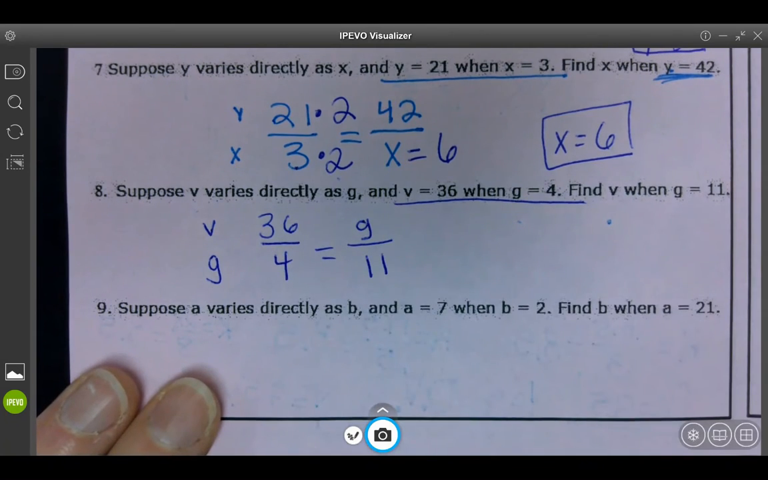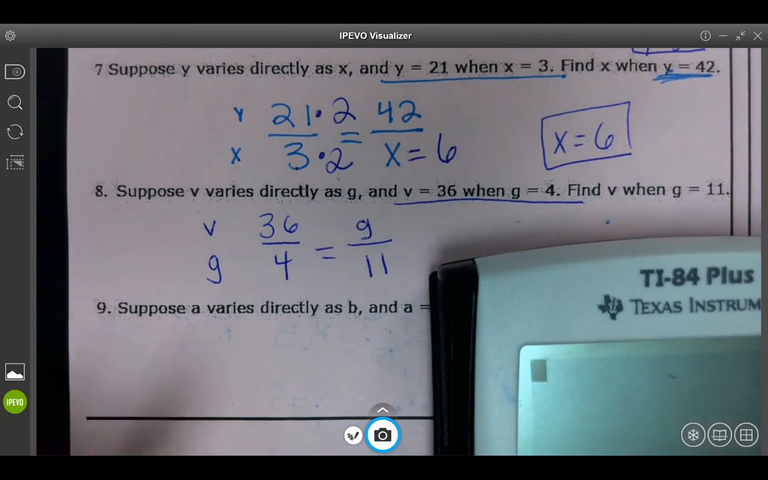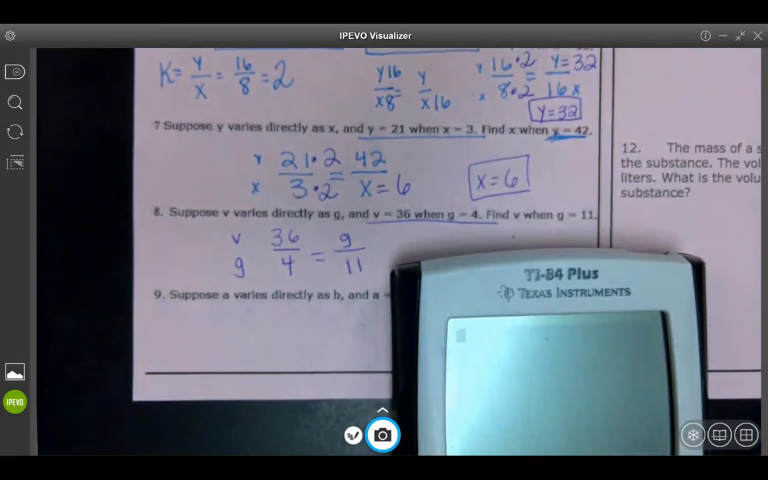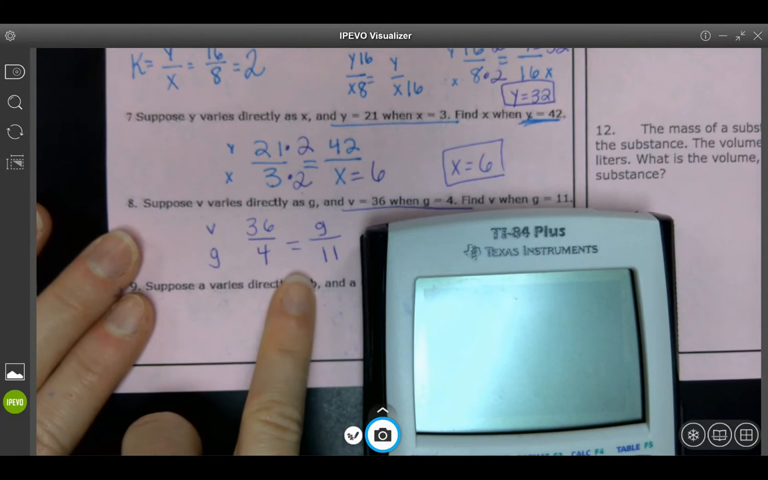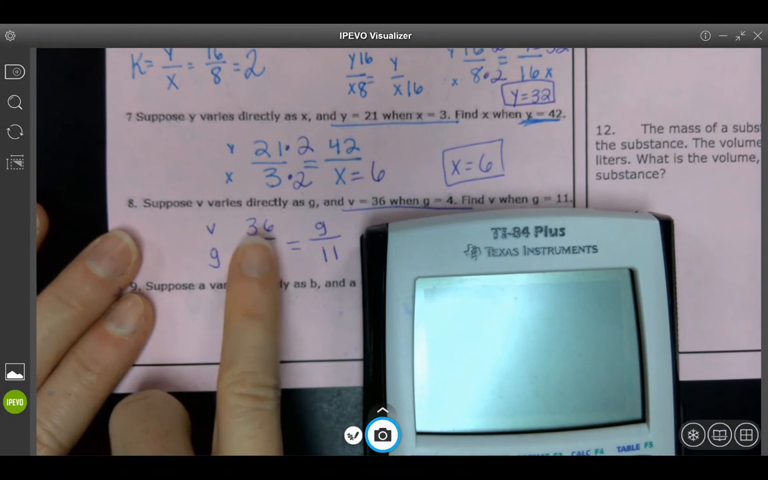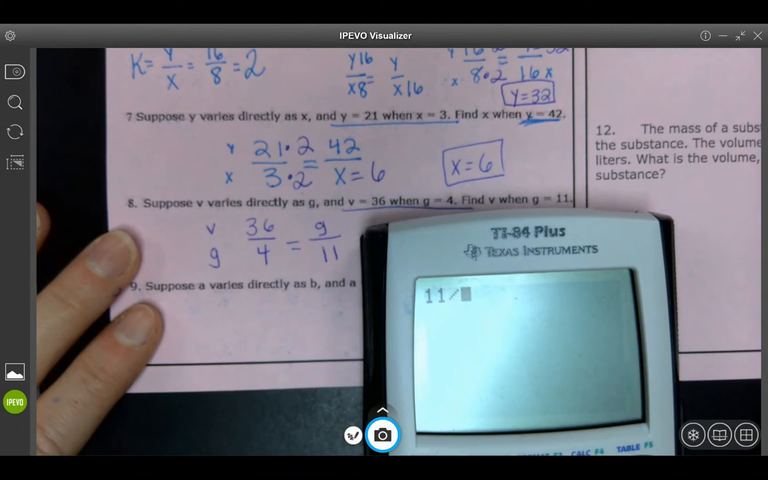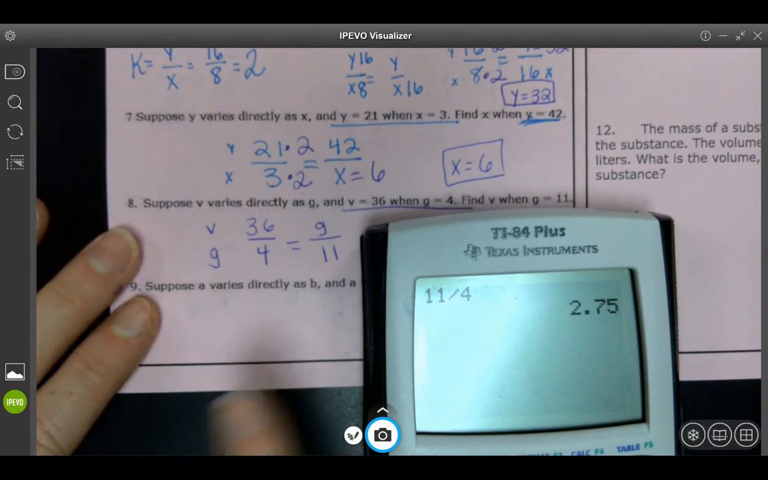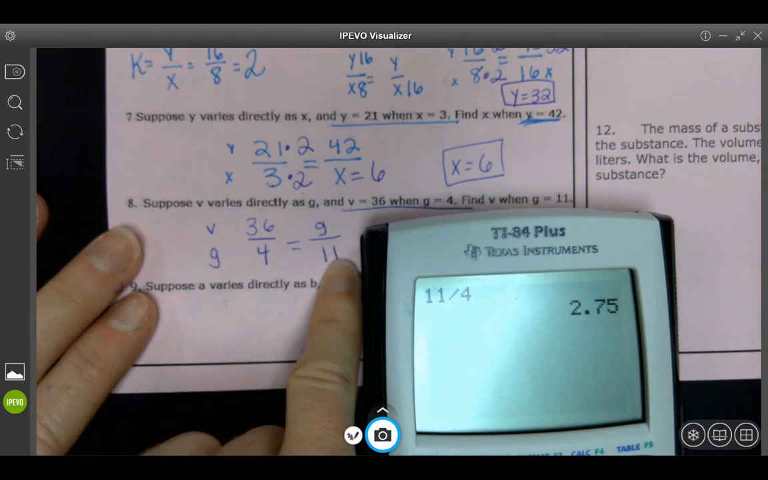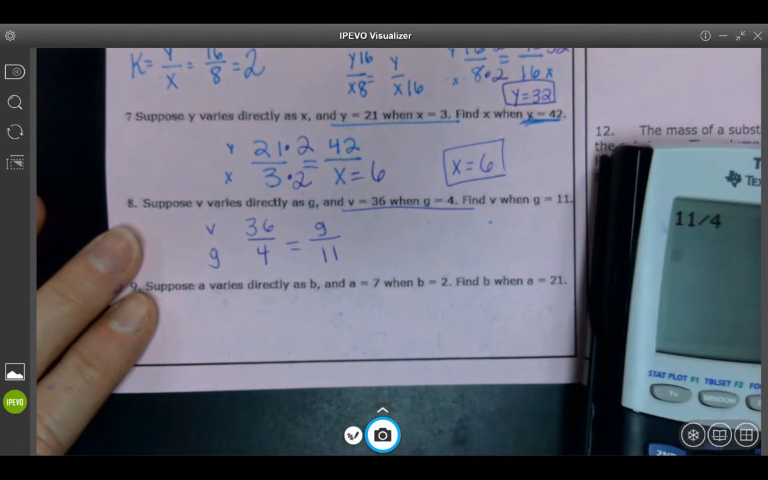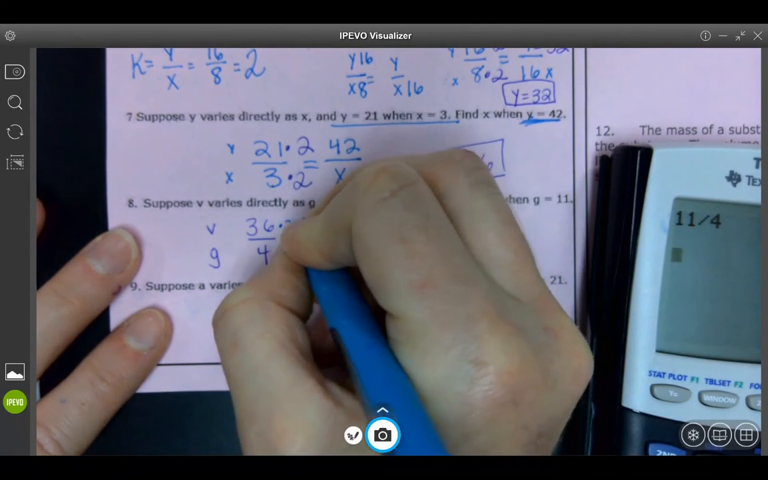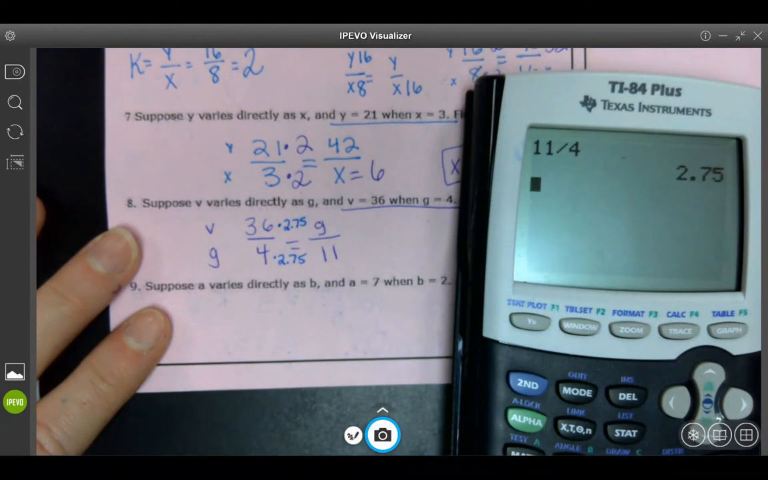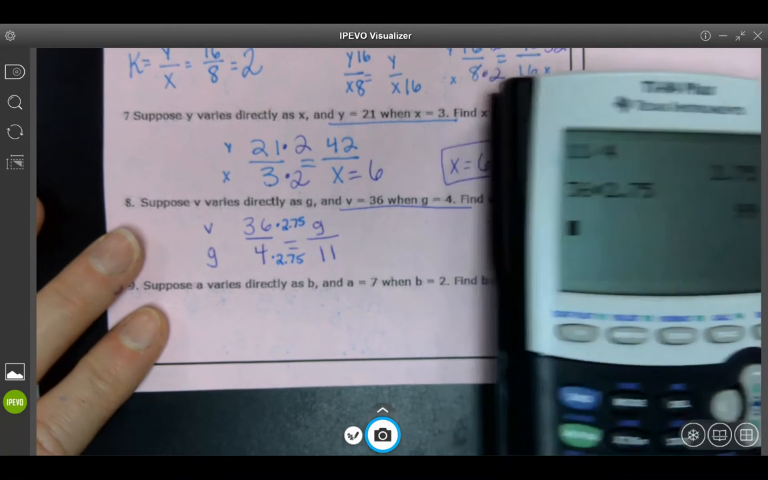How do we solve this? What's one way that we could do it? Yeah. So I would need to find out 4 times what gets me 11. It'd be 2.75. So then you do the same thing here. So then 36 times 2.75.